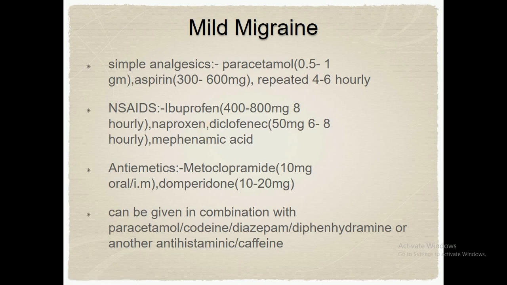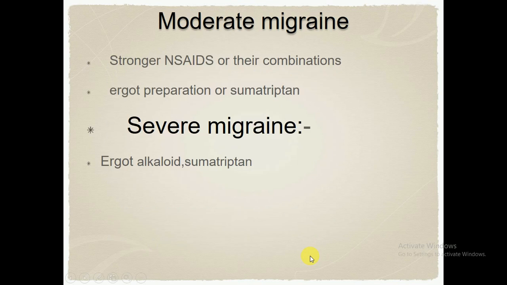Naproxen sodium, diclofenac 50 milligram 6 to 8 hourly, and mefenamic acid like Ponston can be used. If the patient is vomiting, then antiemetics are used, like metoclopramide 10 milligram oral or IM. Domperidone can be used, like Motilium 10 to 20 milligram, and meclizine in combination with paracetamol. Codeine, diazepam, or an antihistaminic, caffeine can be used.